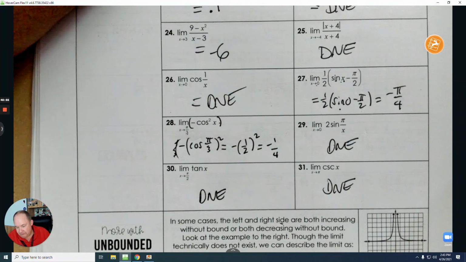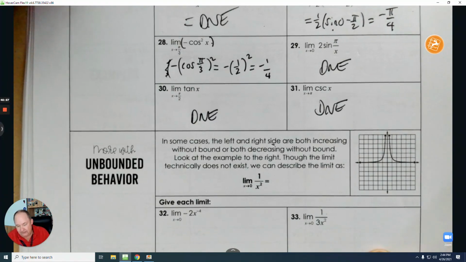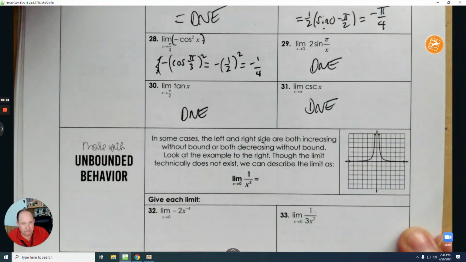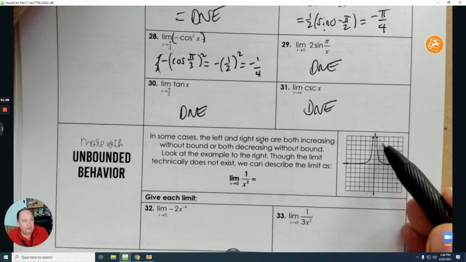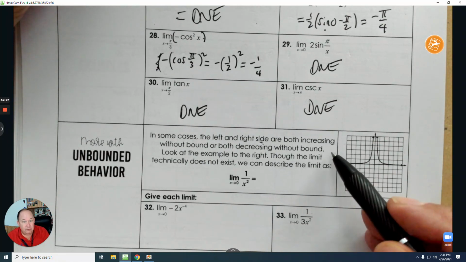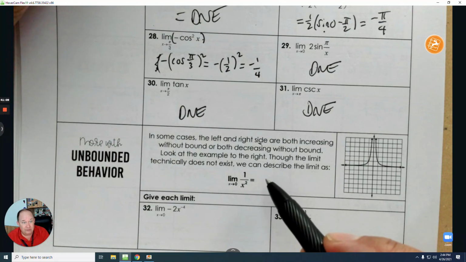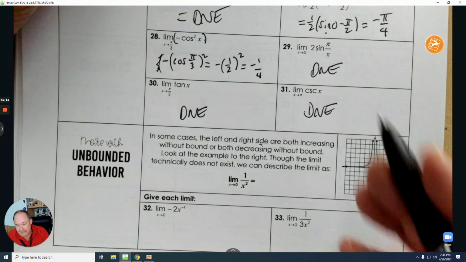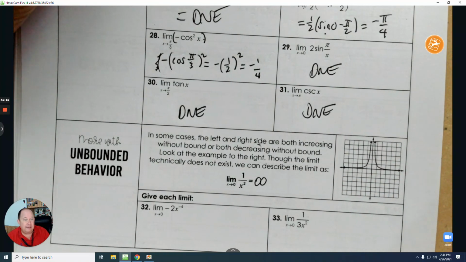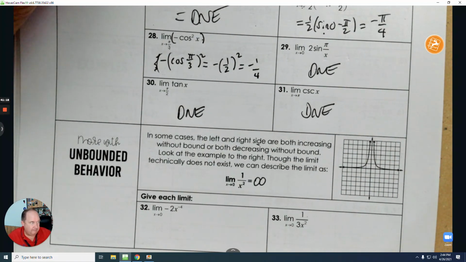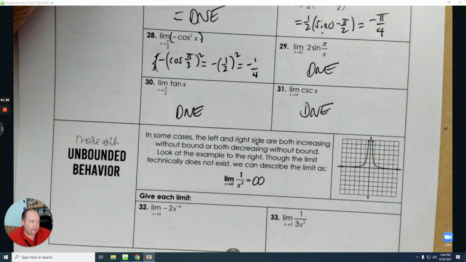All right. In some cases, the left and the right sides are both increasing without bound or both decreasing without bound. Look at the example to the right. Both sides are going in the same direction. Though the limit technically does not exist, we can also describe the limit as, in this case, approaching infinity. So the answer is actually infinity in terms of that. Though you could also say it doesn't exist because it's impossible to approach infinity.